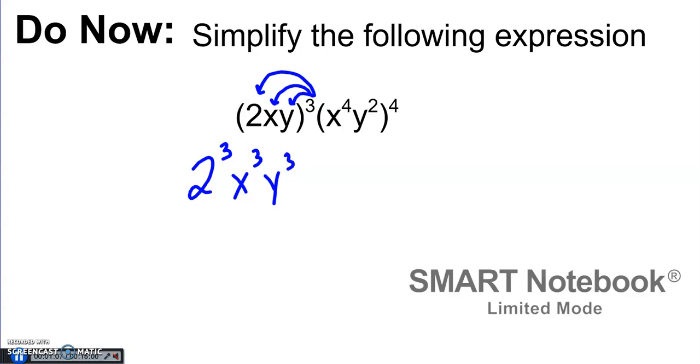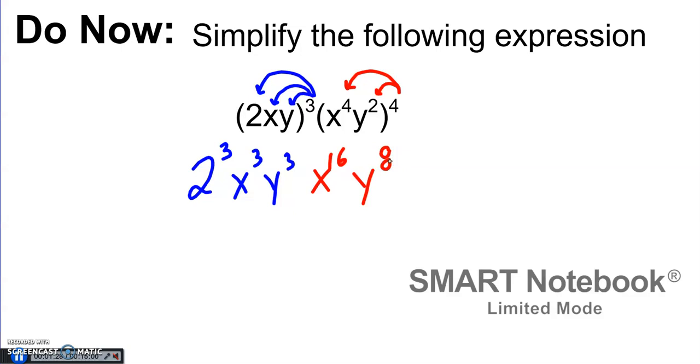Now we move on to the right-hand side. We have x to the fourth, y squared getting raised to the fourth. We're going to apply the same property. We're going to multiply these exponents. So x to the fourth times 4 is going to be x to the 16th. Likewise, y squared raised to the fourth is going to be y to the 8th.